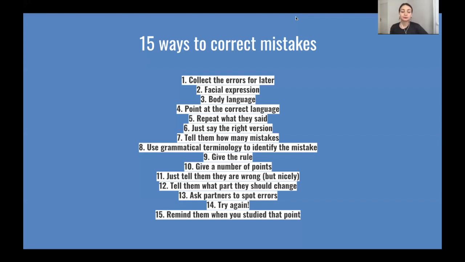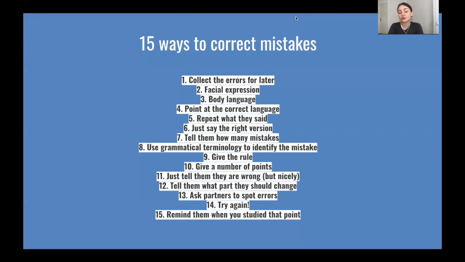Okay, so you can also use grammatical terminology to identify the mistake. For example, if your student says, "I were at work last weekend," you can say, "To be, verb to be." And then your student knows that there is a mistake in the verb and he needs to correct it. But of course, for this type of correction, your student needs to know the grammatical terminology that he will need. Because if you say verb and your student does not know what verb means, you will need to explain what verb means in the beginning.